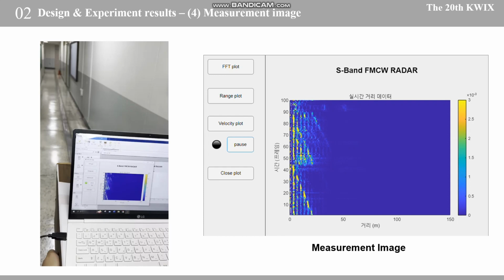Next, I will show through the video. The first video is measured in the hallway. The second video shows changes in distance data in real time.